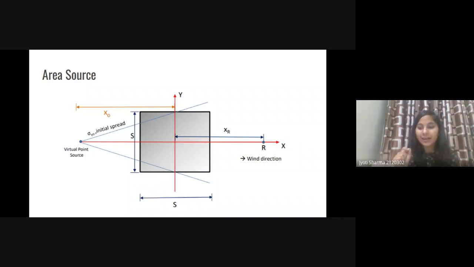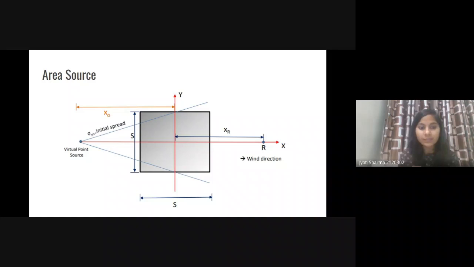So how can we calculate this? We have to first identify a virtual point source. Here we have the virtual point source on the left side. So you have the virtual point source, the area source in rectangular form, and R, the receptor where you want to calculate the concentration of the pollutant. The length of this square is S, which is nothing but the side of your square. Then how can we calculate this concentration? We have 3 or 4 steps.